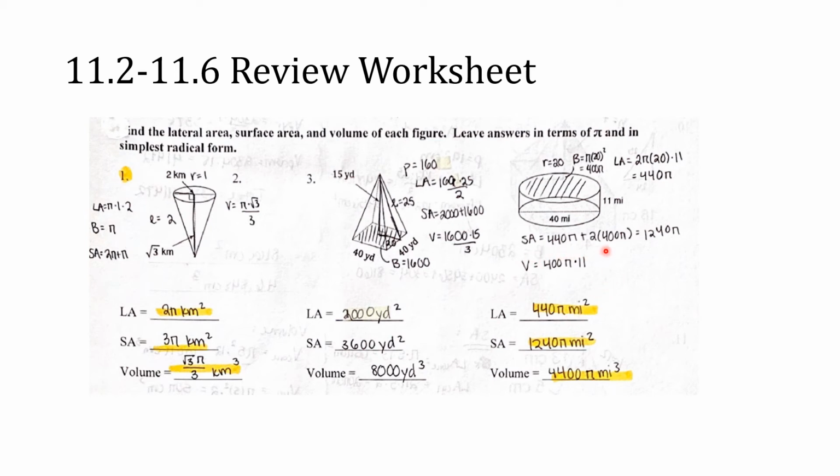To find the surface area, I had found those bases already, so I add on 2 bases, right, because it's a cylinder with a top and a bottom. So lateral area plus 2 bases gives me 1240 pi miles squared, and then the volume, pretty straightforward, just base times height, will be 4,400 pi miles cubed.